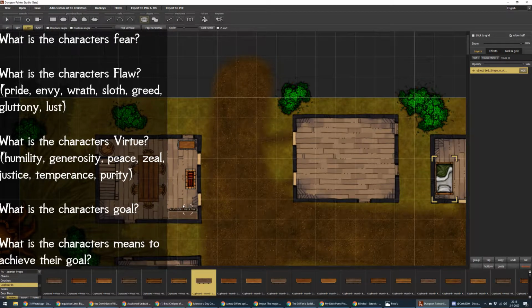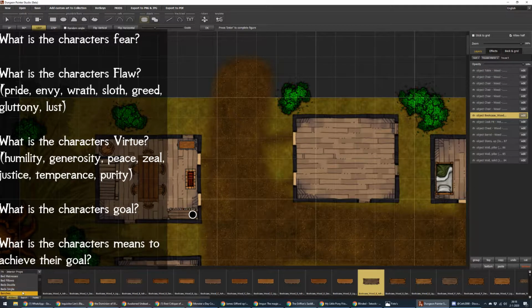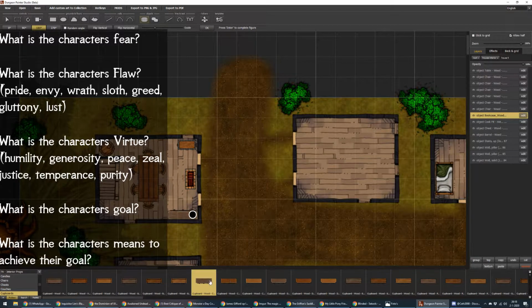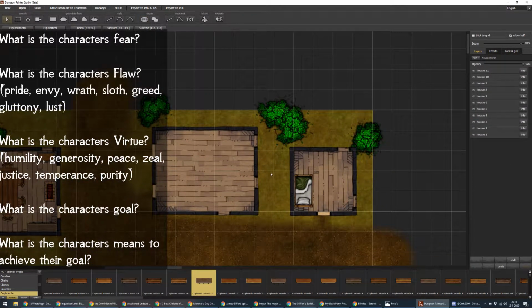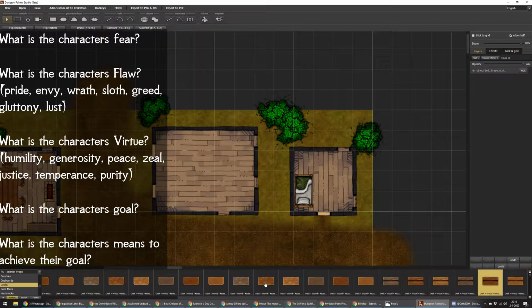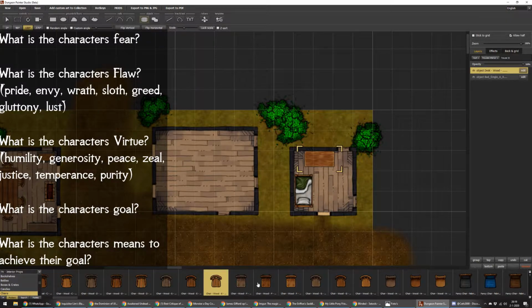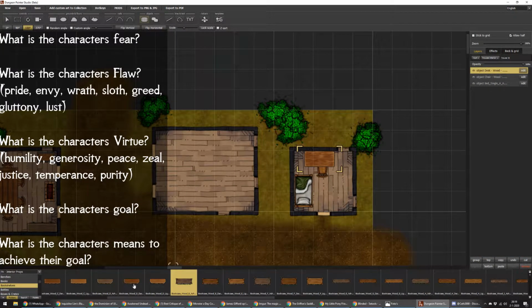So let's try to make this clear with a couple of examples. Let's begin with one of the most classic of all characters, one of the most classic of all villains, really. We take a wizard, and let's begin with the first question. What is the character's fear? This wizard fears death.